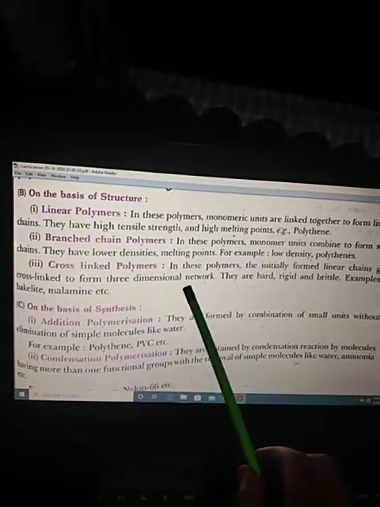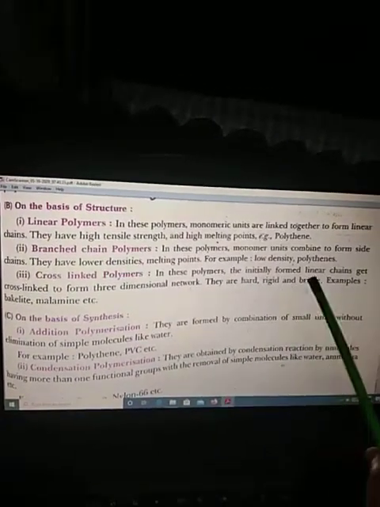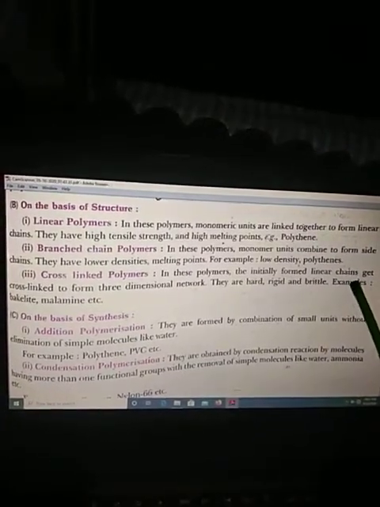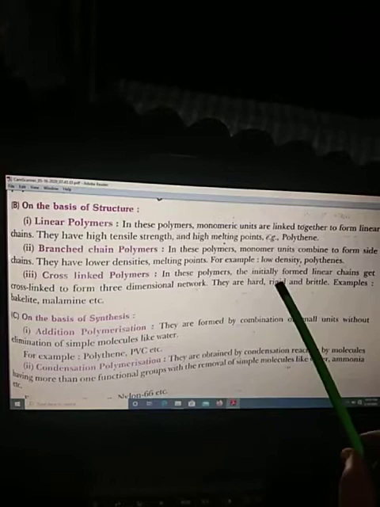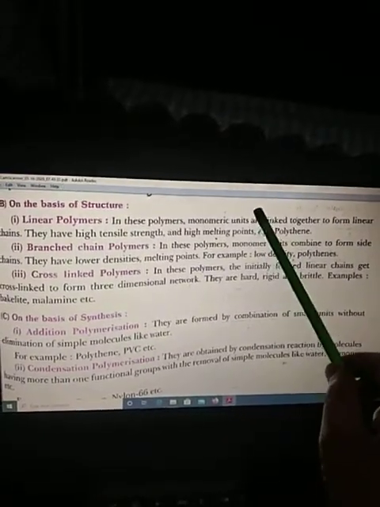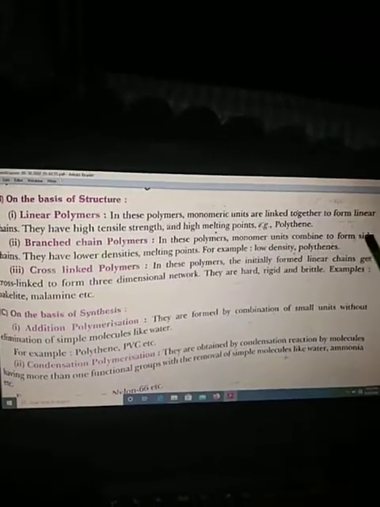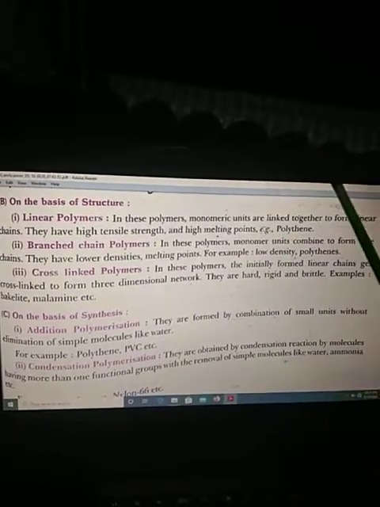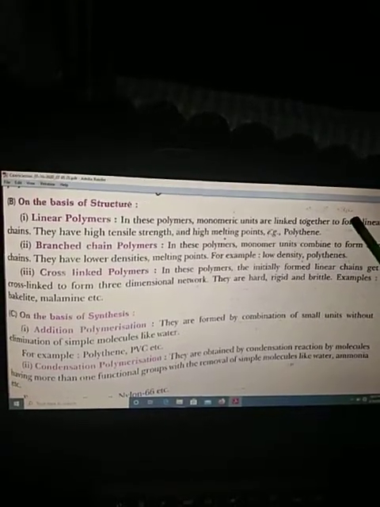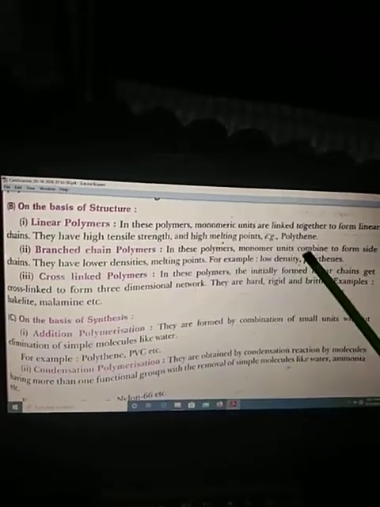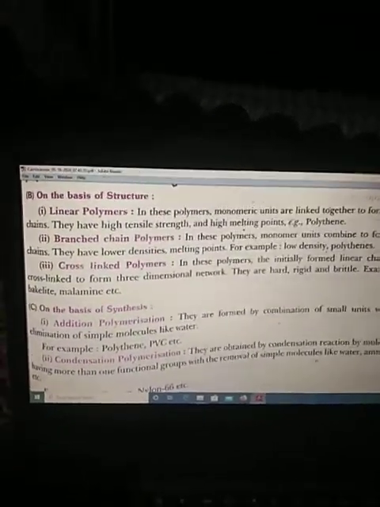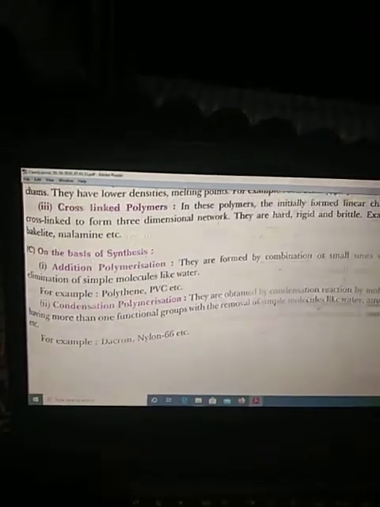Similarly, in cross-linked polymers, initially linear chains are formed. These linear chains get cross-linked to form a three-dimensional network. So say for example two linear chains can combine with one another in a cross manner. They are called cross-linked polymers. Examples are bakelite and melamine.